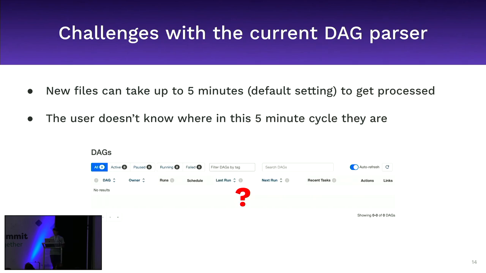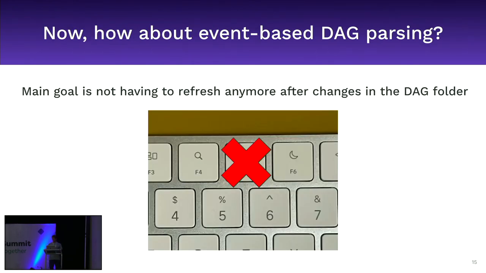Now, my main frustration with the Airflow UI is that new files can take up to 5 minutes with the default settings to get processed. And the user, or you, have no way of knowing where in this cycle of 5 minutes you are. So I set out on a mission to finally solve this once and for all. And I don't want to have to press F5 anymore.